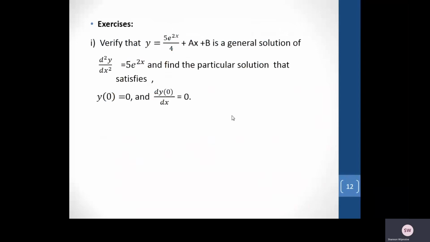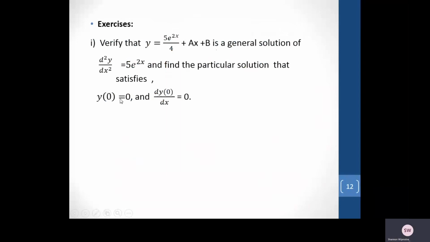So in this example, you have to verify that this given function is a general solution, because we have two arbitrary constants, verify that this is a solution of this differential equation, and then find the particular solution. That means you have to find the values of a and b using these two conditions. Without these conditions, you can't find the values of a and b.